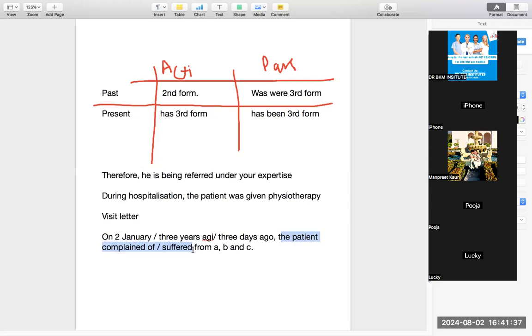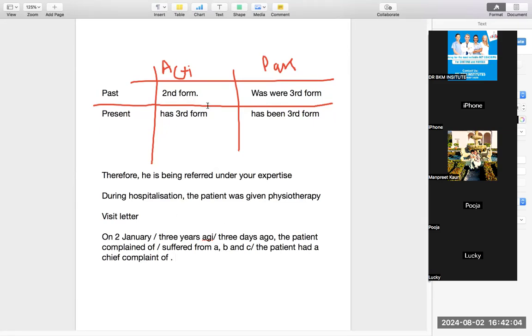If you are again mentioning in the next paragraph that on the second visit the patient suffered from, you can always use this, and you can also say the patient had. You can also use this: 3 days ago, the patient had a chief complaint of fever, nausea, and vomiting. So these are the three ways of creating the first line of your paragraph.